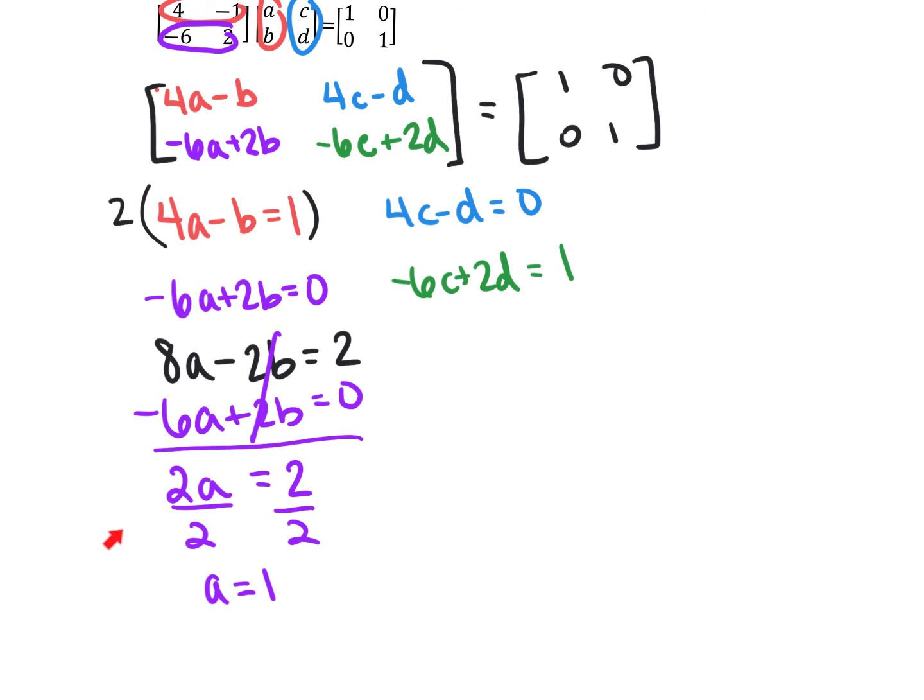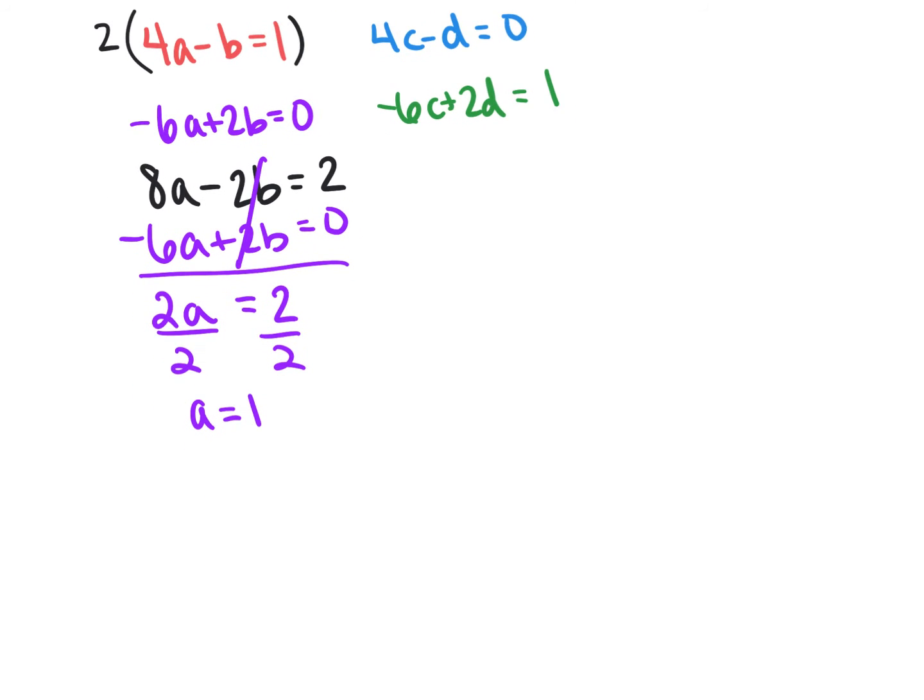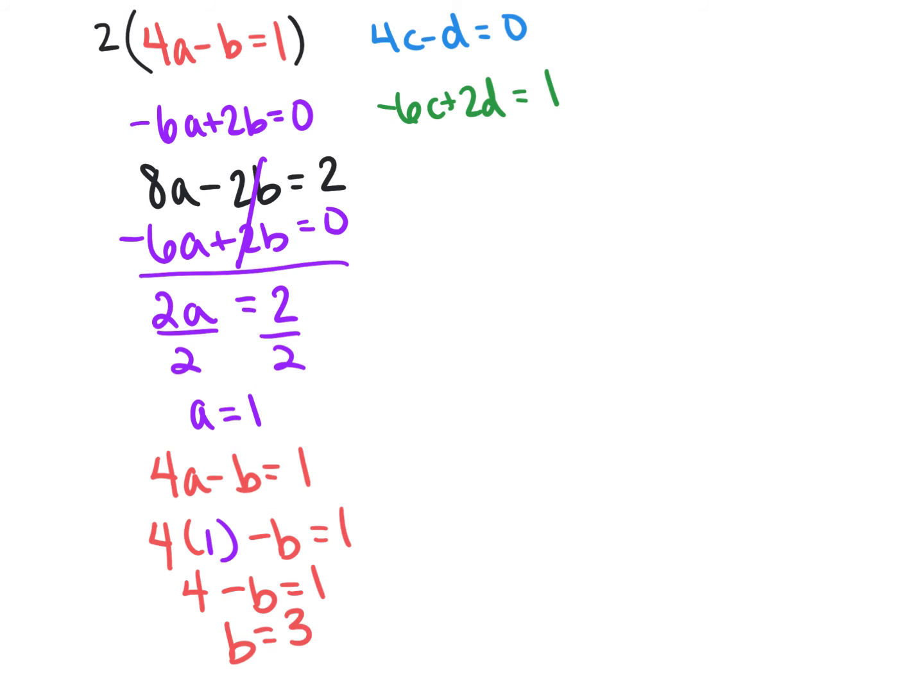Because I know A is 1, I can go back and substitute into any one of these equations. I'll substitute into 4A minus B is equal to 1. So I'll plug in A equals 1. So we have 4 times 1 minus B equals 1. So that's 4 minus B is equal to 1. I'm going to move B over, make it positive, and I'll bring the 1 over, make it negative. So what you have is B is equal to 3.